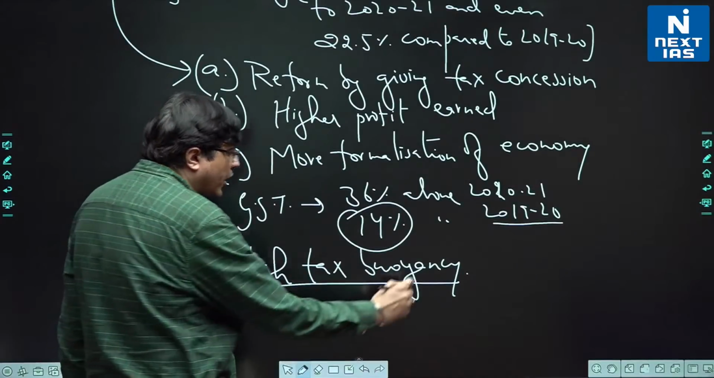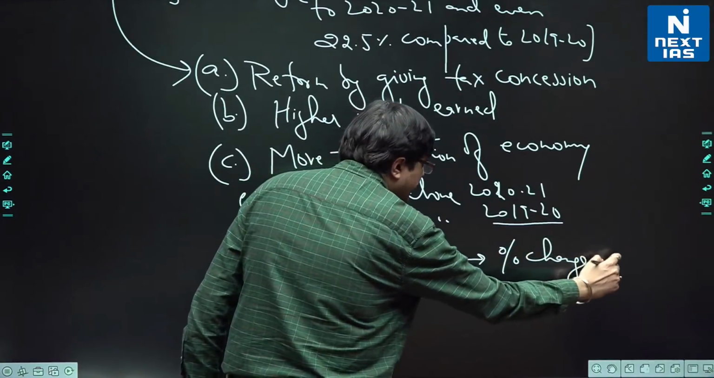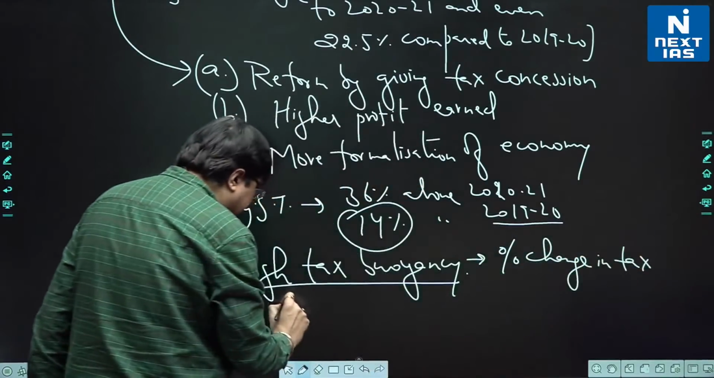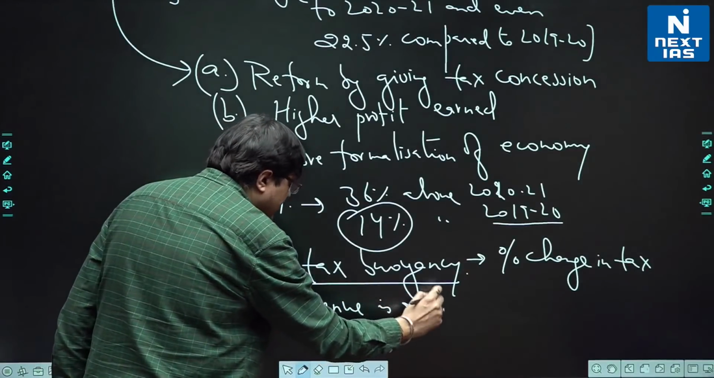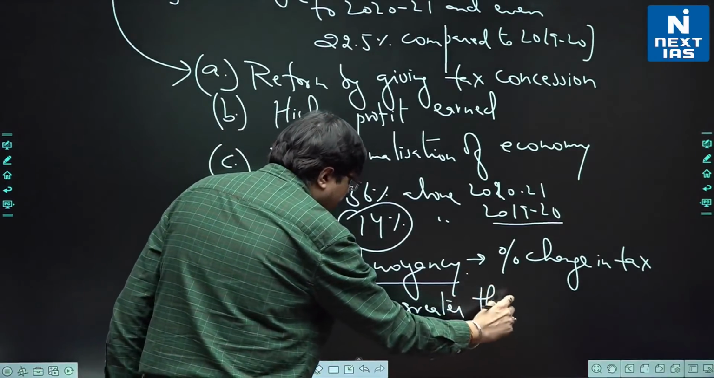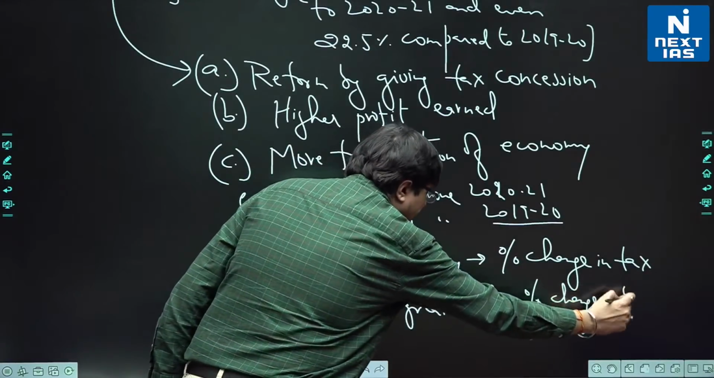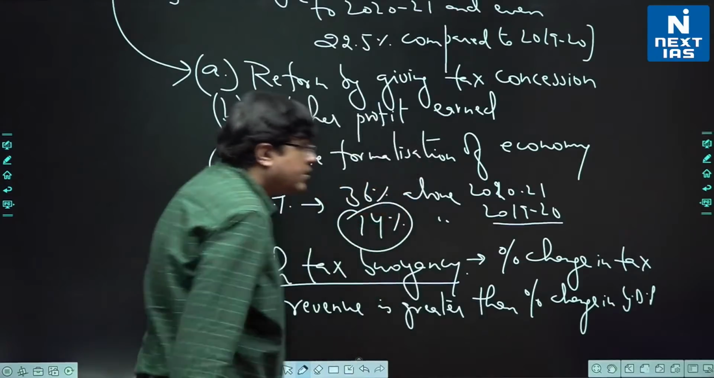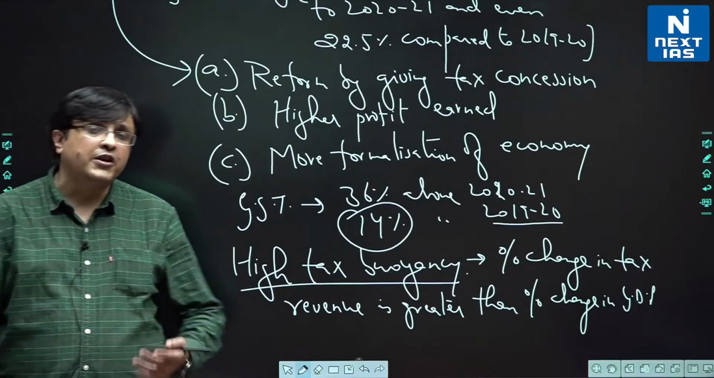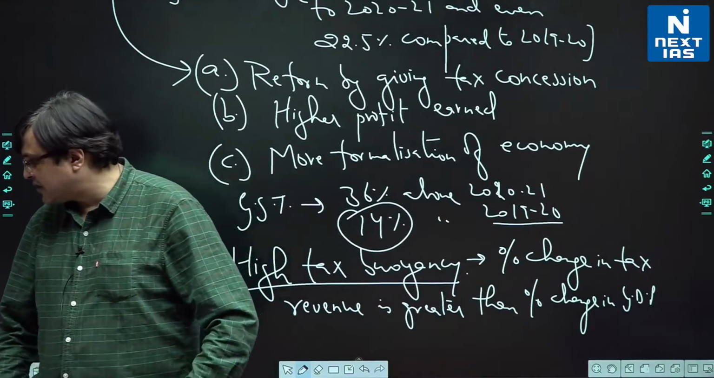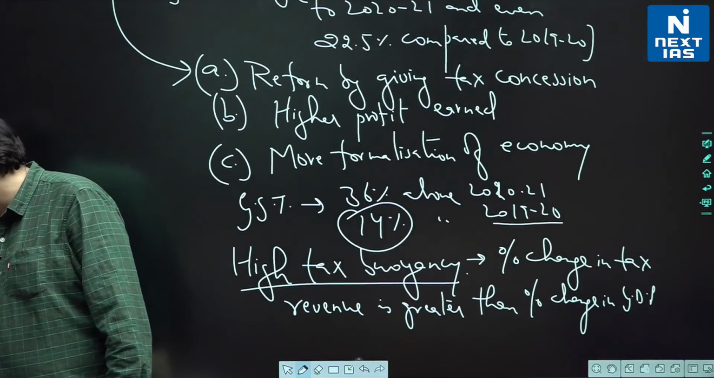So it says that high tax buoyancy, that is the percentage change in tax revenue, जो आपका tax revenue बढ़ा है, is greater than the percentage change in GDP. So they say that is a welcome thing, which has increased the government's overall revenue by a great extent.